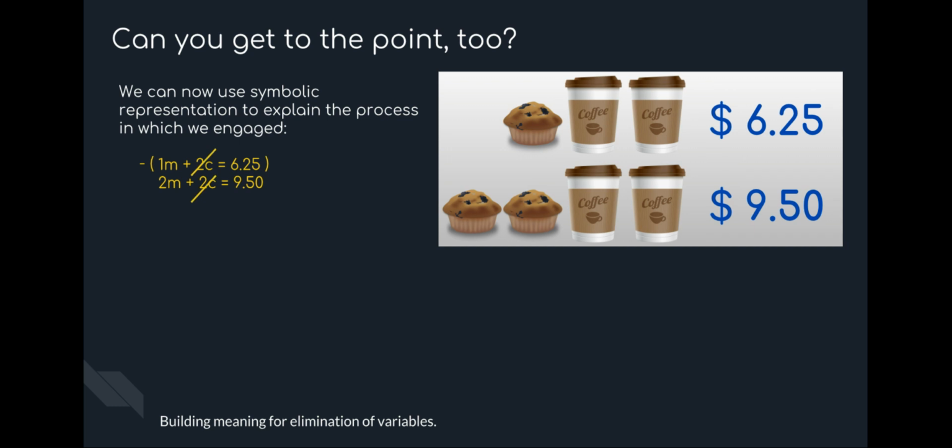We can eliminate what's constant, what is unchanging, what is the same in both equations. And we can find out that that one muffin was an extra $3.25. We can substitute in and find the cost of 2 coffees, and then the cost of just 1 coffee.